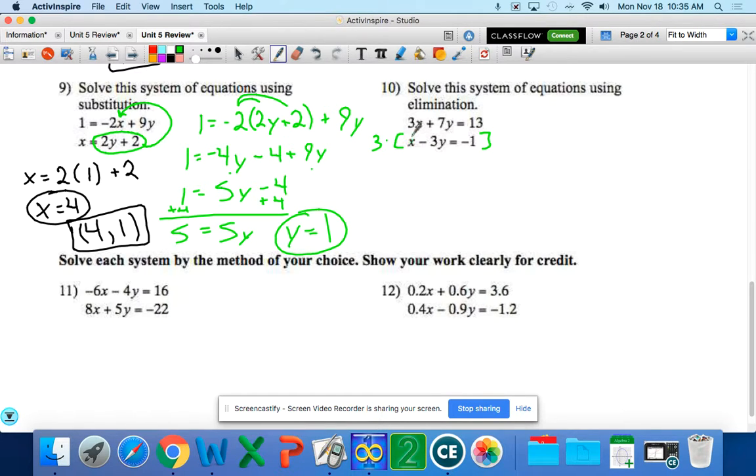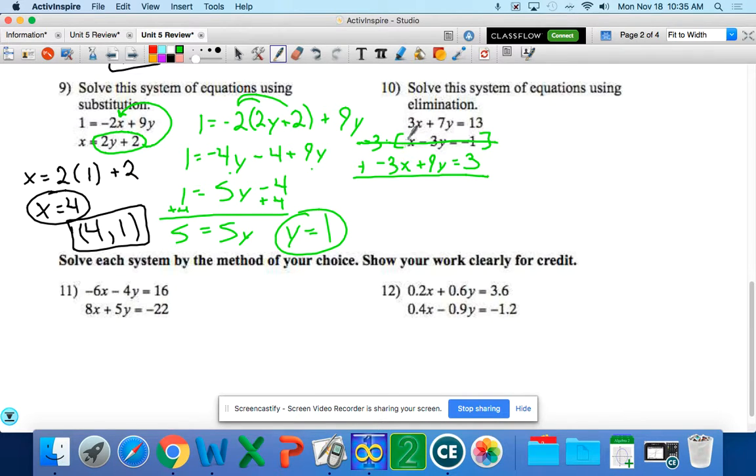If I multiply the bottom equation by 3, this will be the 3x that I need. But 3x and 3x don't add together to cancel, so I need to actually multiply by a negative 3. Doing so, I get negative 3x plus 9y equals 3. A lot of sign changes, be careful. Now I draw a line through that equation because I'm done with it for now. I'm ready to add these equations together.